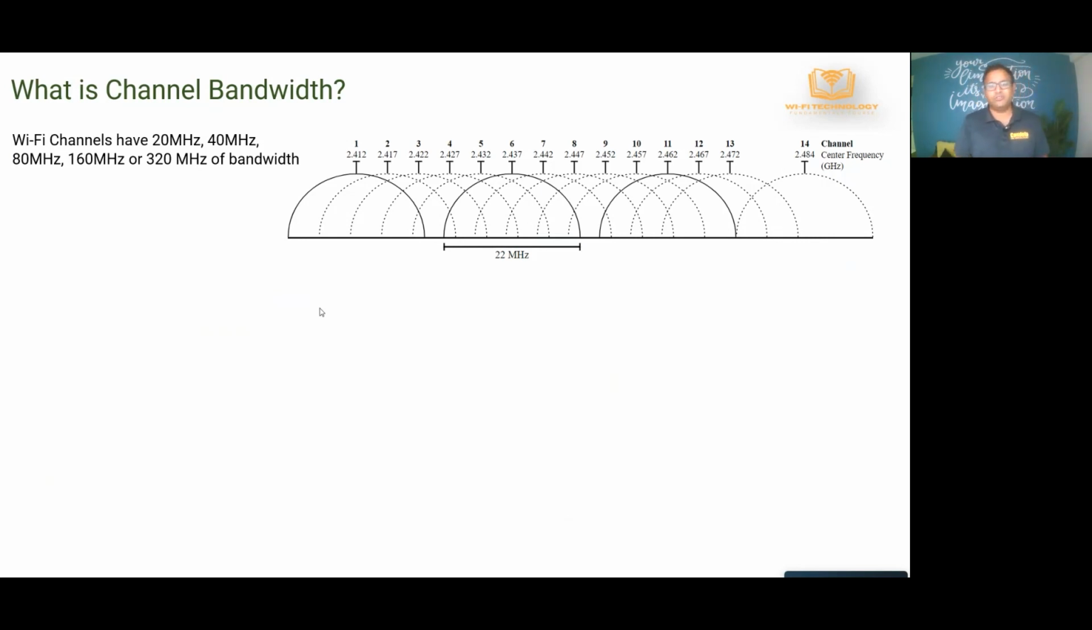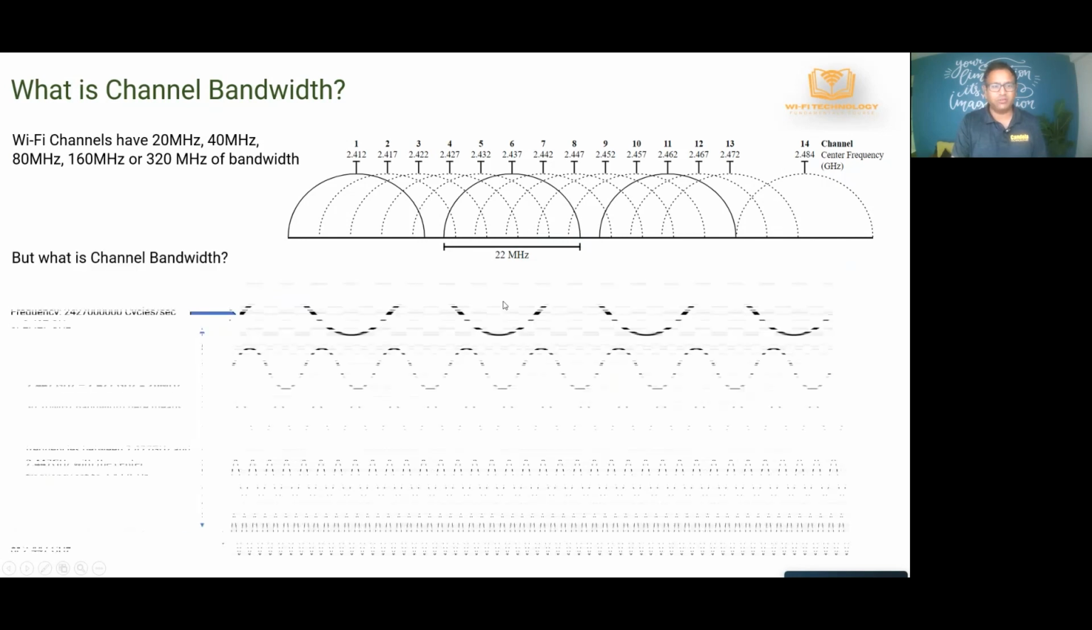So if you look at the 2.4 gigahertz spectrum, you can see that there are about 14 channels here, and we said that there are 3 non-overlapping channels. And if you take an example of channel 6, this is 22 megahertz wide, and so the channel bandwidth is 22 megahertz, right? And that is between 2.42 gigahertz and 2.44 gigahertz. This is where you have about 22 megahertz of channel band. So how does that actually work? What does channel bandwidth actually mean?